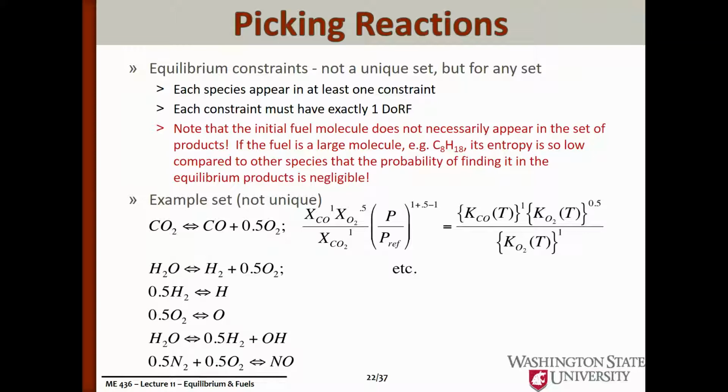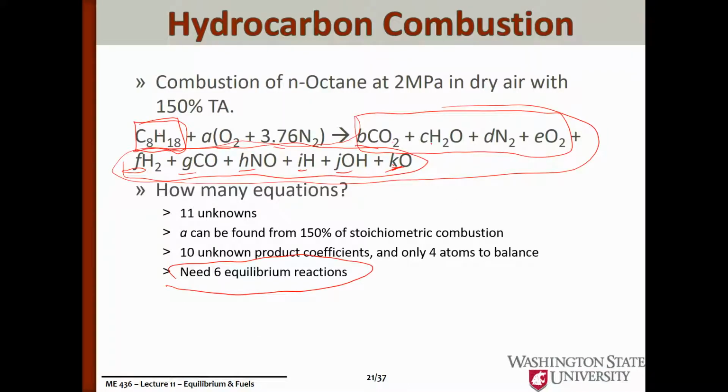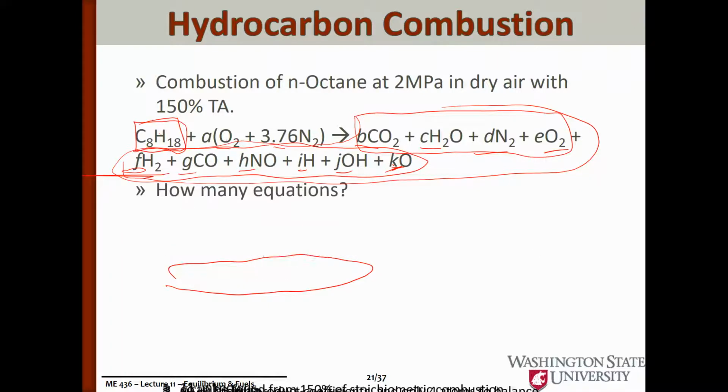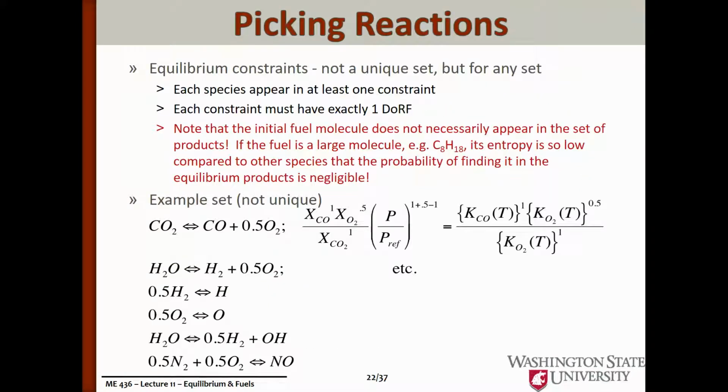So there is no unique set of equilibrium reactions. There's a number of ways this can be done, but there are some rules for defining a minimum set that you need. Each species of products, so each of these things, these are my species in the products, each of those has to appear in at least one equilibrium reaction. And then each equilibrium reaction has to have exactly 1 degree of freedom.